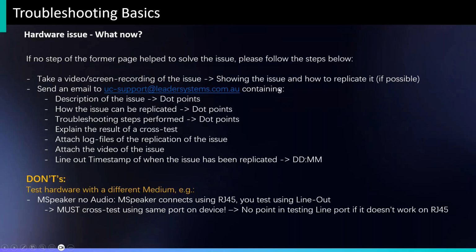Send an email to uc-support@leadersystem.com.au containing the description of the issue, how the issue can be replicated, the troubleshooting steps performed, explain the results of a cross-test, attach log files of the replication of the issue, attach video of the issue, and line out the timestamp when the issue has been replicated.